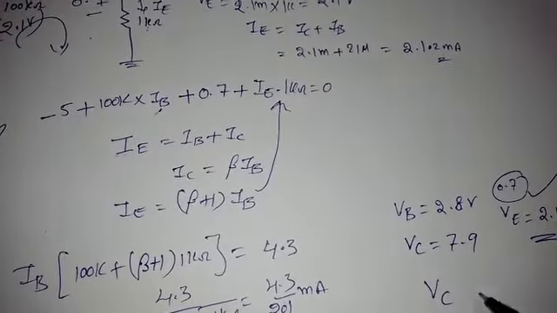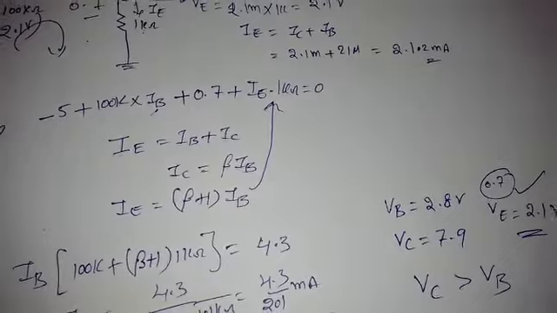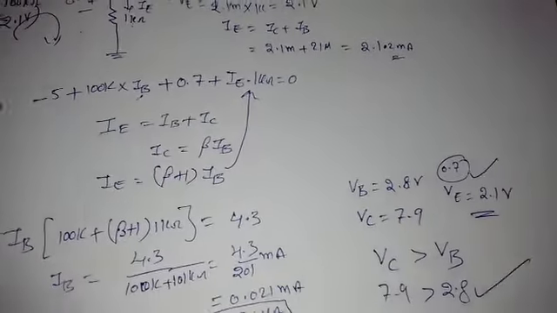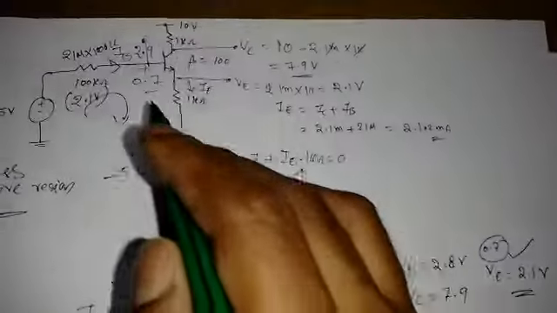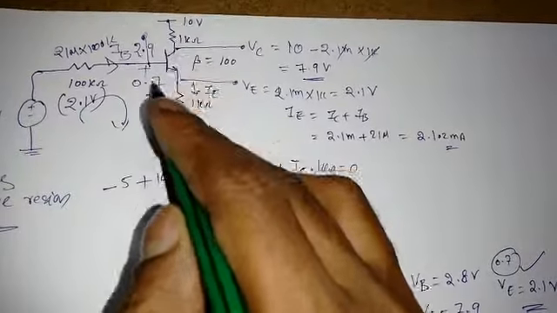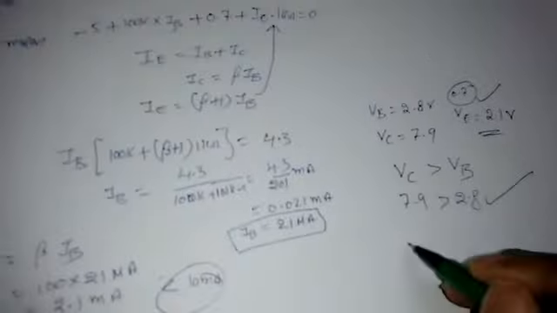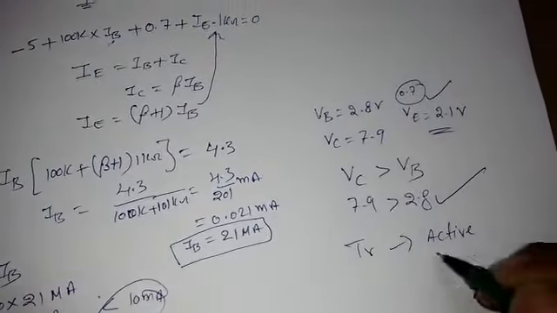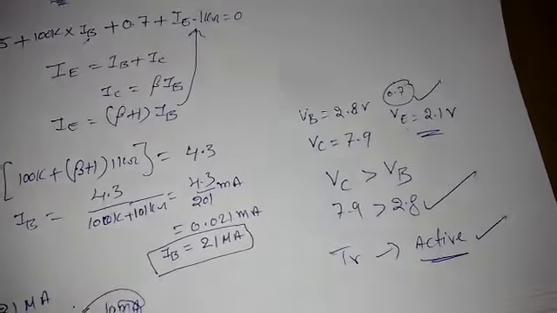So what should be VC? VC should be greater than VB. So it is 7.9, it is 2.8. So both, that is, the emitter base junction is forward bias and the collector base junction is in reverse bias mode. That means the transistor is in active mode. So whatever assumptions we have made, that is correct only, right?